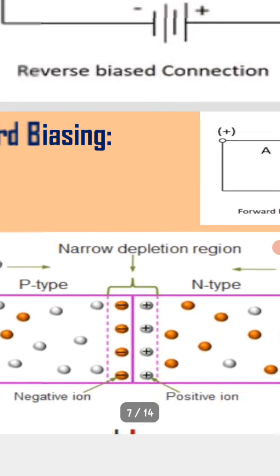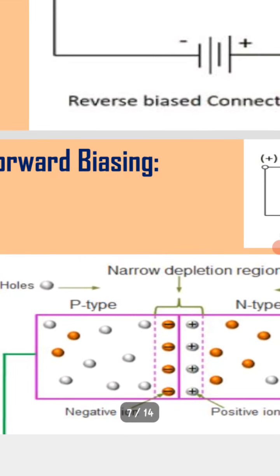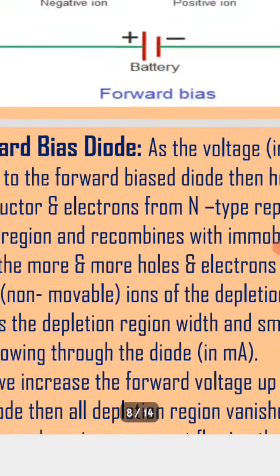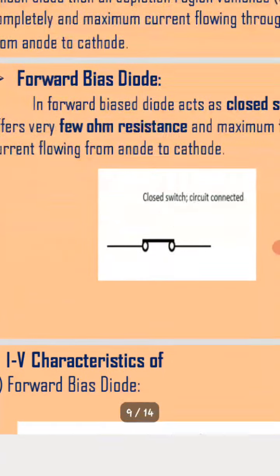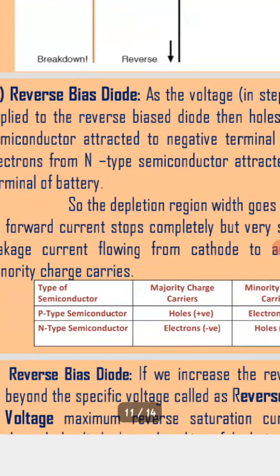Hence the current is stopped completely. But look at the minority charge carriers inside the p-type semiconductor as well as in the n-type semiconductor. How will these minority charge carriers behave? So that I have given here one chart.